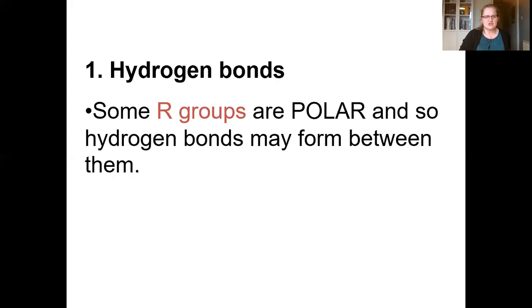So, hydrogen bonds. Some R groups are polar, and so the hydrogen bonds may form between them. So we'll have a little bit of a talk about polar and non-polar molecules. Our 3D shapes are formed by our R groups. That's the most important thing. And our R groups are polar when our electron sharing is not even. A molecule that we'll do loads about at some point is water.